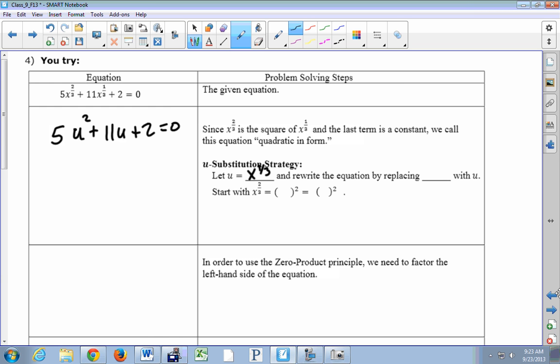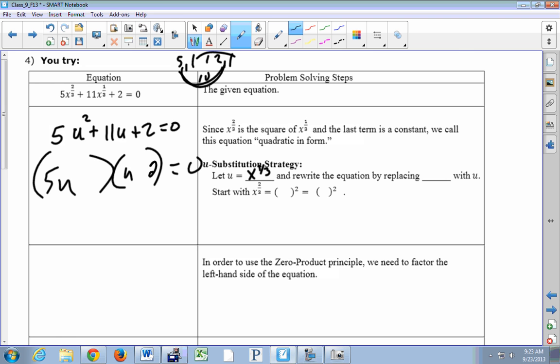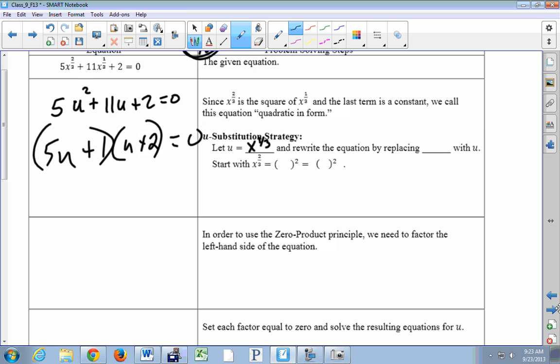Now, factors of 5 and 2 that add up to 11. Well, 5 and 1 and 2 and 1, both those numbers are prime. So 5 times 2 is 10. 1 times 1 is 1. So this is going to be something you could factor. 5u times u is 5u squared. The 5 multiplies the 2, so the 2 goes over in the other factor, and 2 times 1, plus and plus. Okay, now we use our zero product principle. 5u plus 1 equals 0, and u plus 2 equals 0. So u equals negative 1/5, and u equals negative 2.